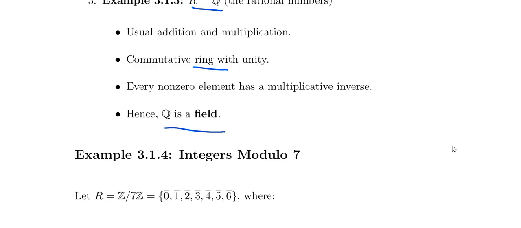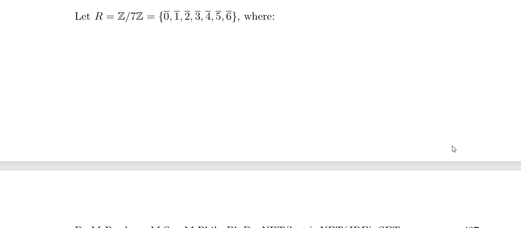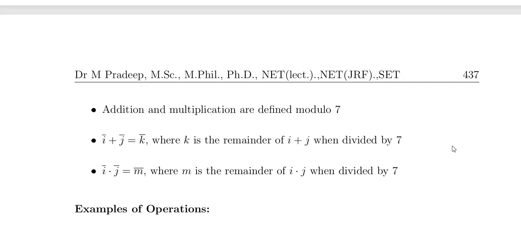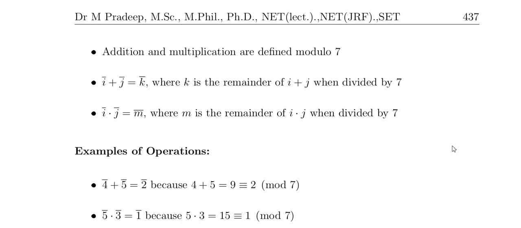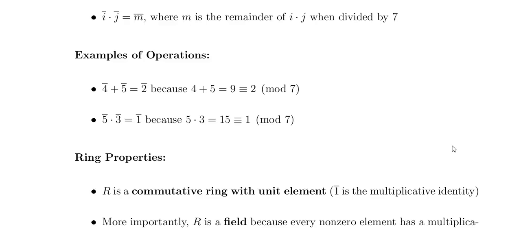Q is a field. Similarly, integers modulo 7 are 0 1 2 3 4 5 6, and 7 is a prime number. As we already saw, this is a commutative ring with unity. How did we define it? We add two elements, and the remainder modulo 7 is what forms the collection, so only 0 to 6 can appear. For example, 4 plus 5 is 9, and 9 modulo 7 is 2. And 5 into 3 is 15, and 15 modulo 7 is 1.